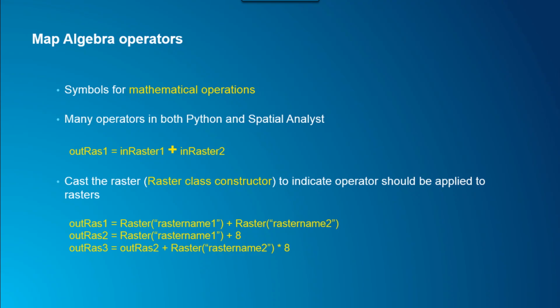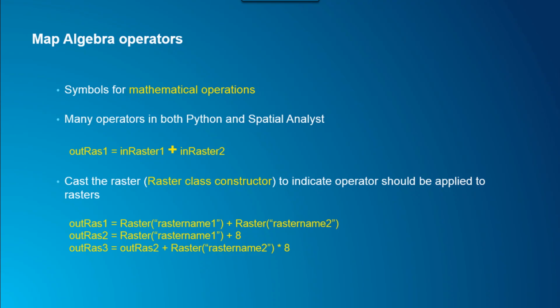And you have seen that in other programming, right? If you have an integer, you do int, you have float, you do float. So it's a cast. You cast that thing as a raster and then you do your operation. So at the bottom you can see out raster 1 equals raster, then raster name 1 if it is the name, then plus raster name 2, and you are adding them together.